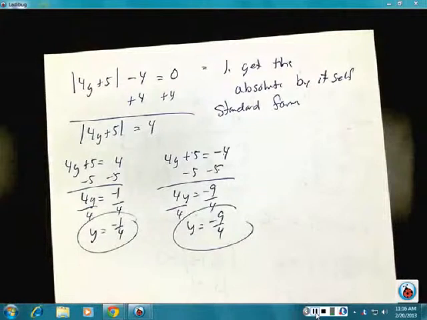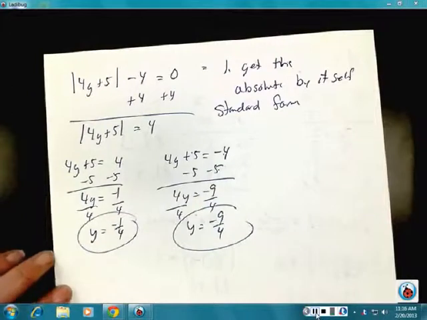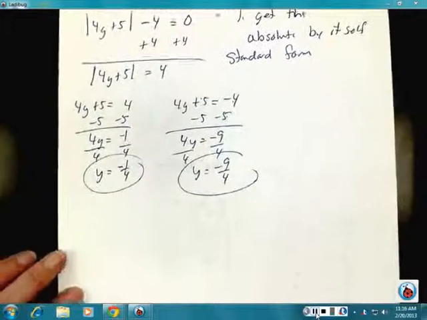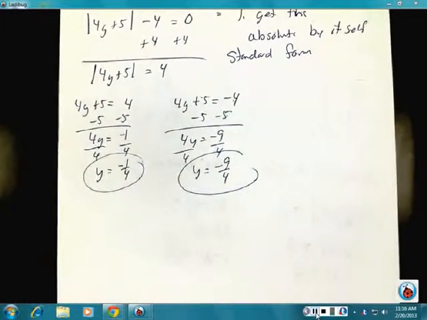What if you got something like 4y plus 5 equals 2x plus 3? We're going to go there in a second. We're not there yet, because I don't want to get too far into it. I want to get these down so you know what you're doing with those, and then we'll work on the other one.